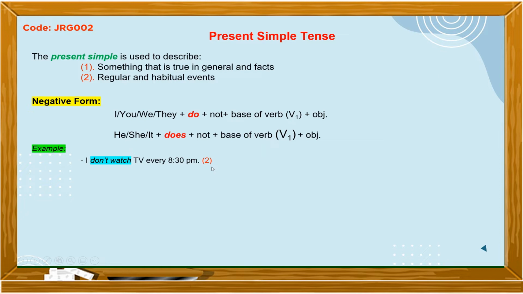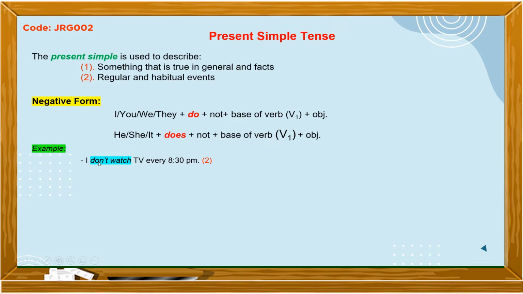All right, so the first one, I just want you to look at this sentence and then compare it to the form above here. So right now I use the subject I, meaning that you just take a look at form number 1 here, whether it follows or matches the example or not. Okay, so I, all right, don't watch TV every 8:30 p.m. So meaning that I use the subject I. So here is the subject I, all right, and then followed by do.